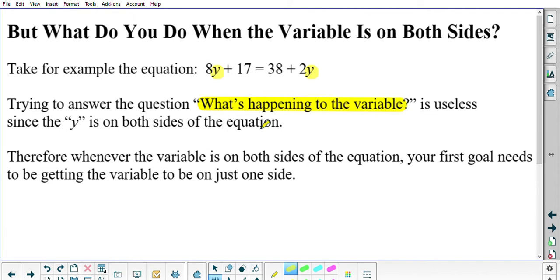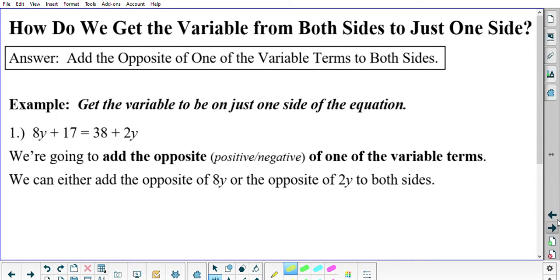So we have to treat these equations a little bit differently, at least at the beginning. Follow along with me. Therefore, whenever the variable is on both sides of the equation, like the example up here, your first goal needs to be getting the variable to be on just one side of the equation first. So this is a very different beast than what we were just looking at on problems 1 through 6. We need to somehow get the variable to go from both sides to just one side. Well, turn the page on your guided notes. This is the million-dollar question. How do we get the variable to go from both sides to just one side?